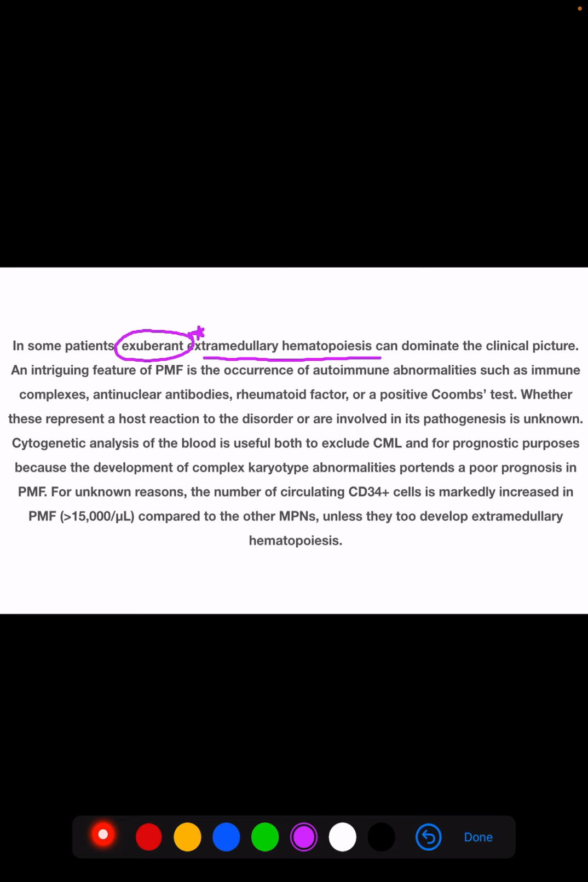An intriguing feature of primary myelofibrosis is the occurrence of autoimmune abnormalities such as immune complexes, anti-nuclear antibodies, rheumatoid factor, or a positive Coombs test. Whether these represent a host reaction to the disorder or are involved in its pathogenesis is unknown.